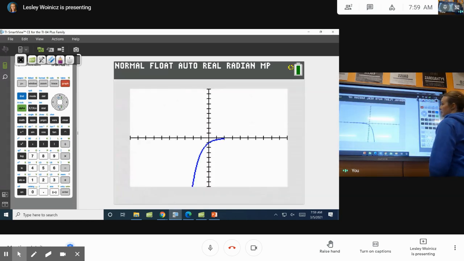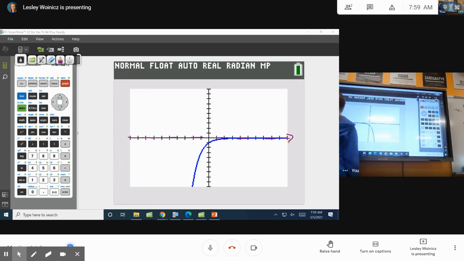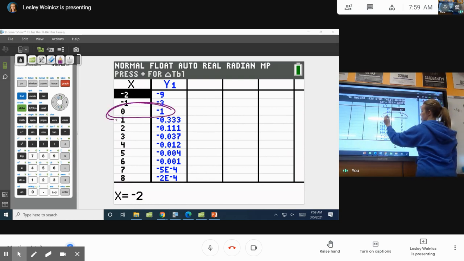All right, graph it. So you can see, let me draw it on here, that your horizontal asymptote is right here along the x-axis. Okay, that is not x, that's y, when it equals 0. Okay, and then you can see the y-intercept is right here. This is the point 0, -1. If you don't believe me that that's it, you can go to your table and you can see it on here, 0, -1. That is the y-intercept.